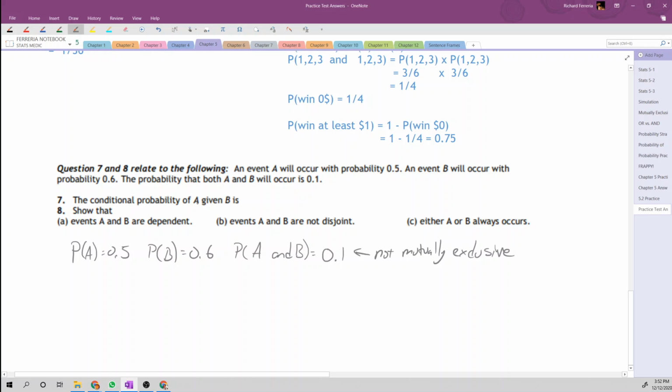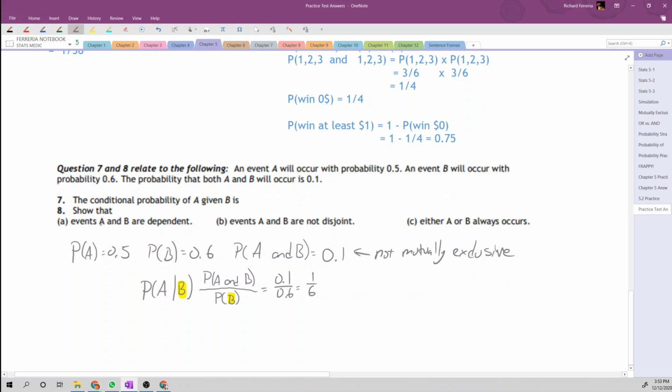If we want to find the probability of A given B, I always like to focus in on the second part of that, given B, because that tells me what I should be putting on the denominator, the probability of B. The numerator is always going to be the same: those two probabilities together, so the probability of A and B. So the probability of A and B divided by the probability of B is 0.1 on top of 0.6, so that's just 1/6.